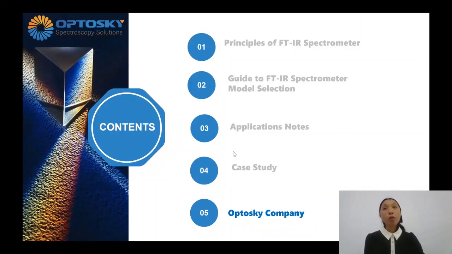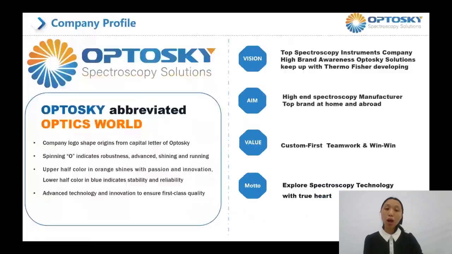I have already introduced so much about the FTIR spectrometers, but why should you choose us and not others? I think you need to know what Optosky company is. Optosky is abbreviated from optics world, and the company logo is shaped like a rotating capital letter O. The spinning O indicates robustness, advanced technology, shining and running. The upper half color orange means passion and innovation, while the lower half in blue indicates stability and reliability.